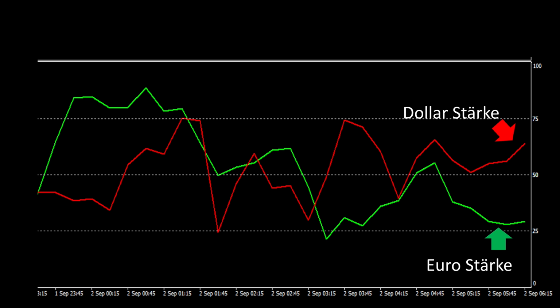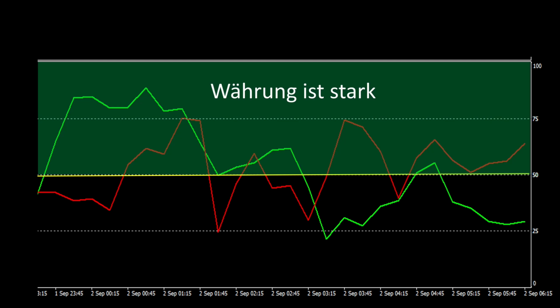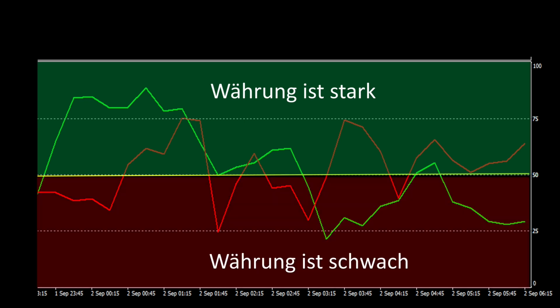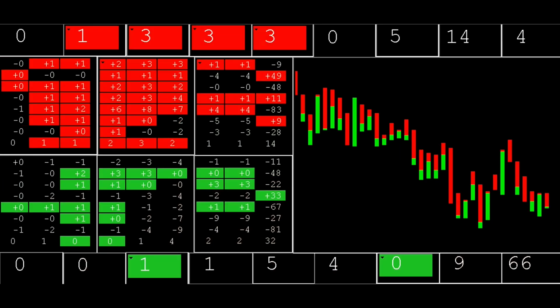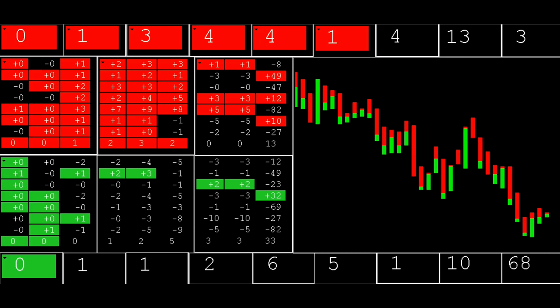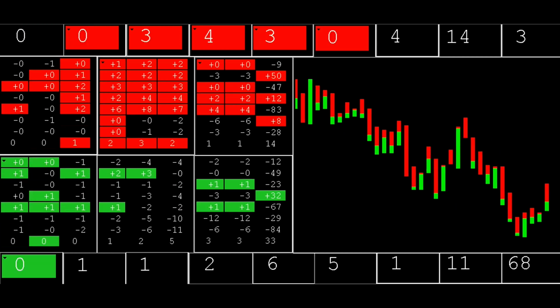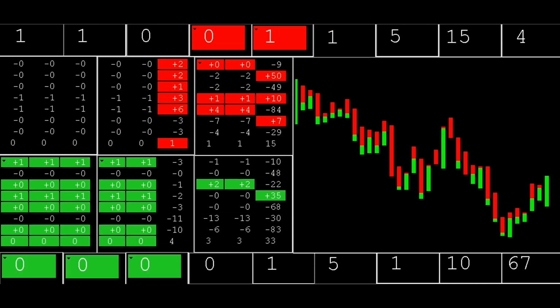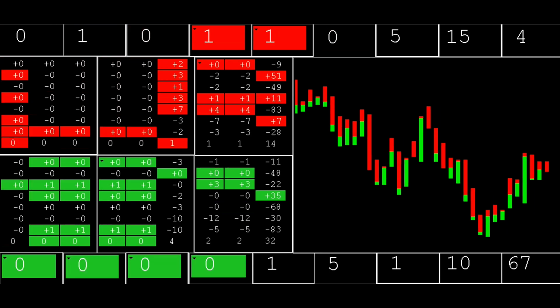First, we draw a middle line at 50%. This shows us that above the middle line the respective currency is strong, and as soon as it moves below the middle line, it has a weak tendency. Let's look at an example. First, we can see that the dollar's strength is in the foreground. And now pay attention to how the dollar is getting weaker and the strength of the euro is increasing. The euro is getting stronger, and the price is finally moving higher.